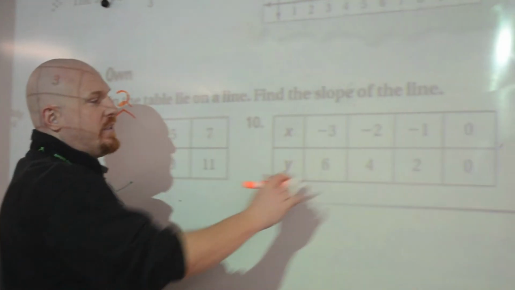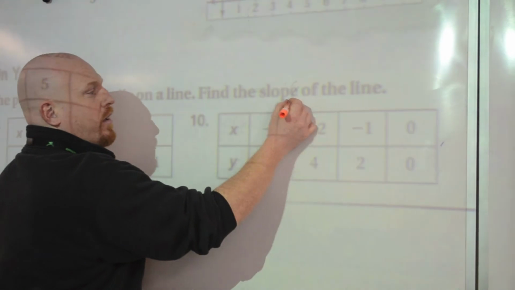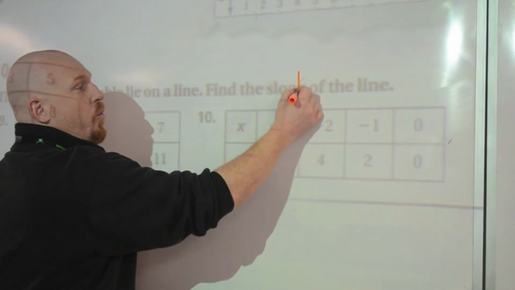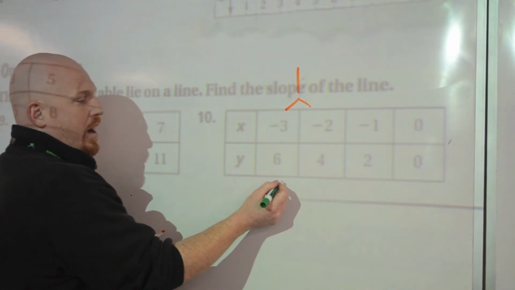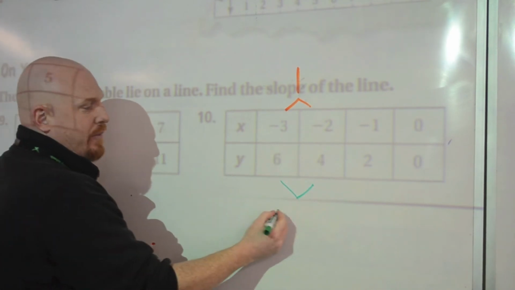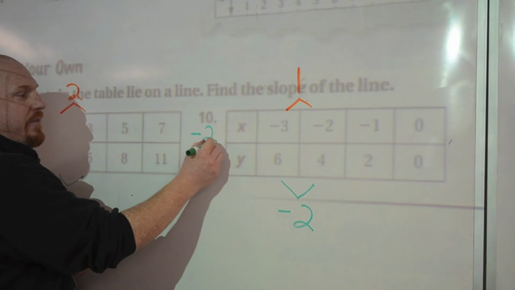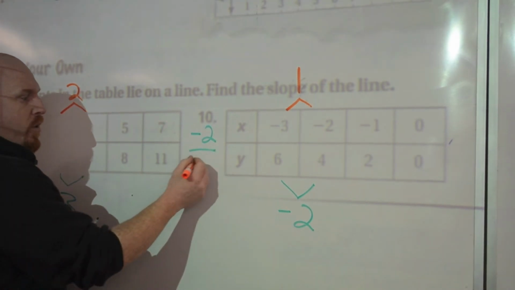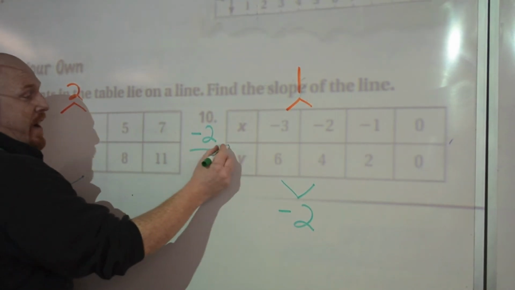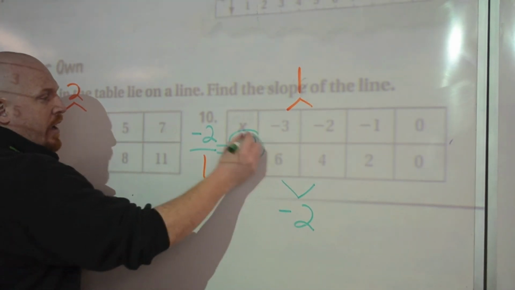When we move over to number 10, we find this one is increasing by 1s, and y is decreasing by 2s. For change in y over change in x, we end up with -2 over 1, which simplifies just to -2 as our slope.